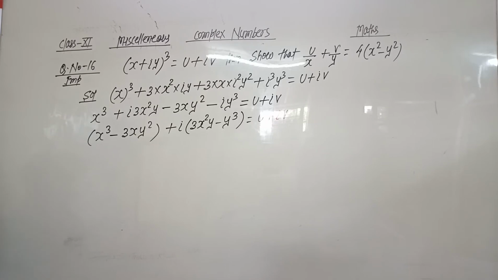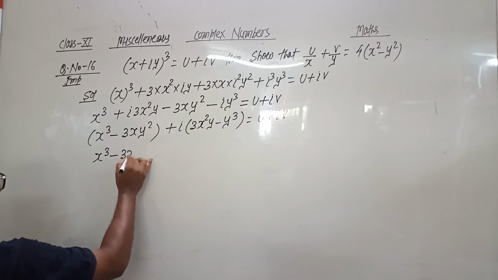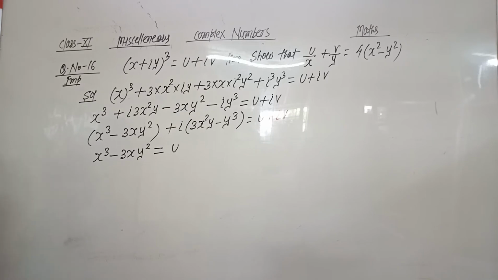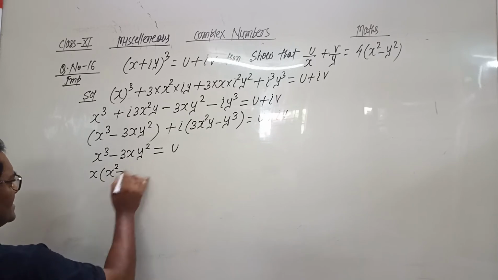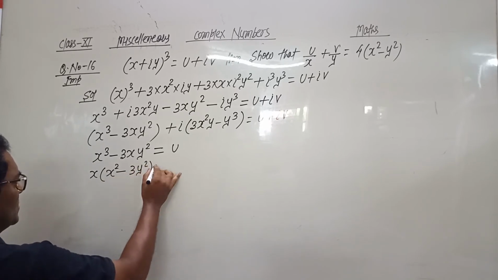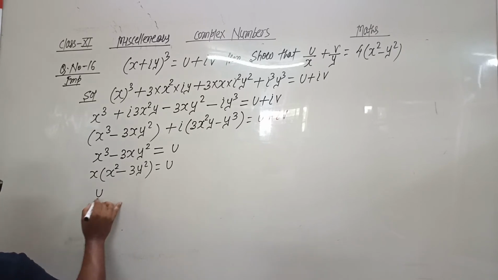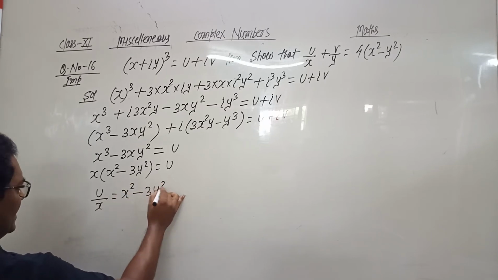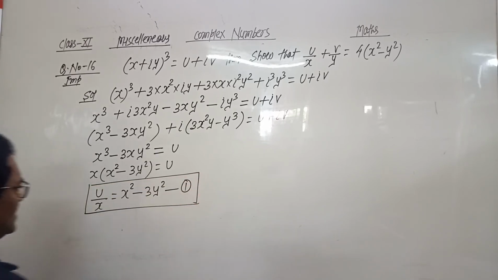We compare the real part and imaginary part. So the real part on the left side is x cube minus 3xy square. On the right side the real part is u. Take x as common. So we get x square minus 3y square equals to u, and we have to find the value of u by x. Then u by x comes to be x square minus 3y square. Name it first equation. U by x equals to x square minus 3y square.